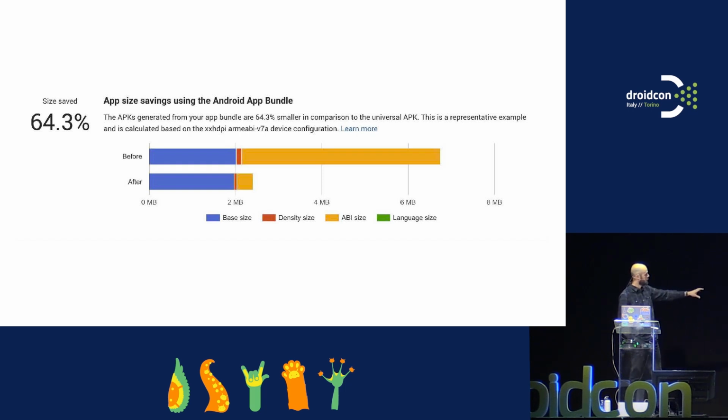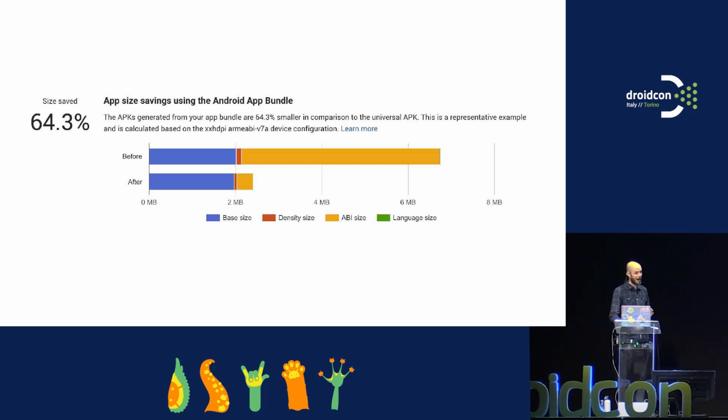So the lower bar here is that we stripped out a massive chunk because we don't have to install it on a device. So this is for a device with XXHDPI and ARMv7A architecture would be the installation afterwards.